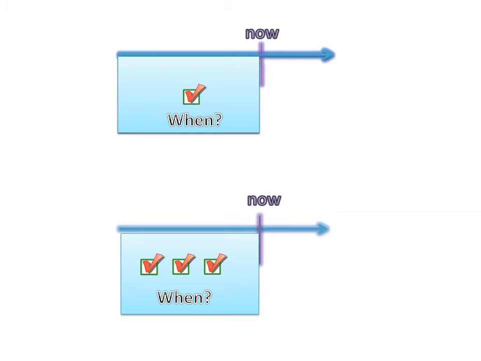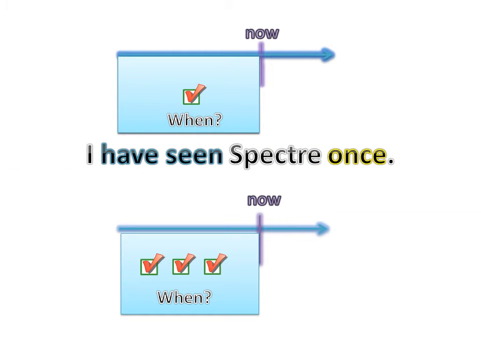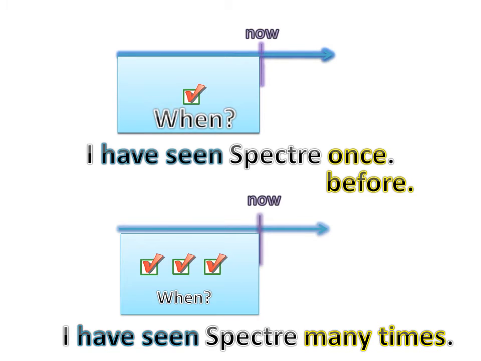It doesn't matter how many times in the past something happened. Even if it was only once, you can say, I have seen Spectre once. Or even simply, I have seen Spectre before. The key is that we don't know when, even if it was more than once. You can also say, I have seen Spectre many times. And here, if we notice these three times, we still don't know when.